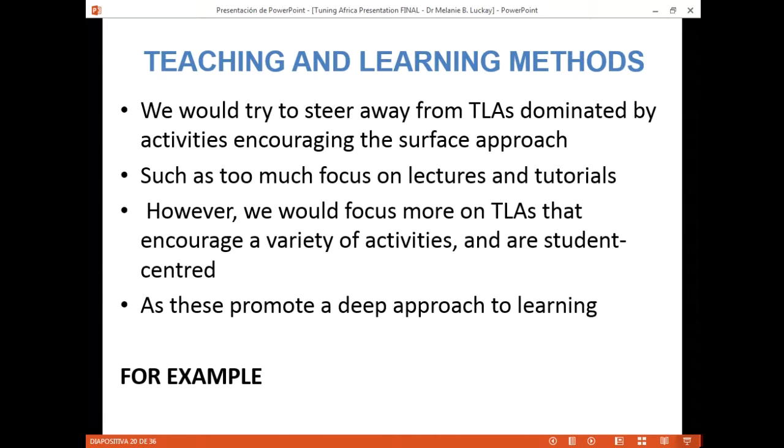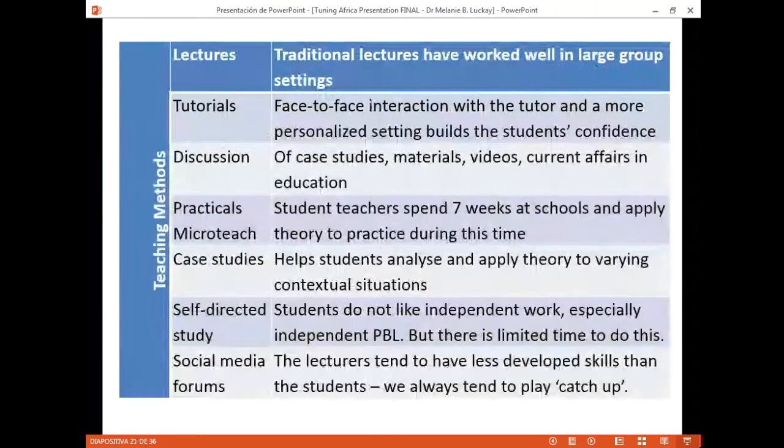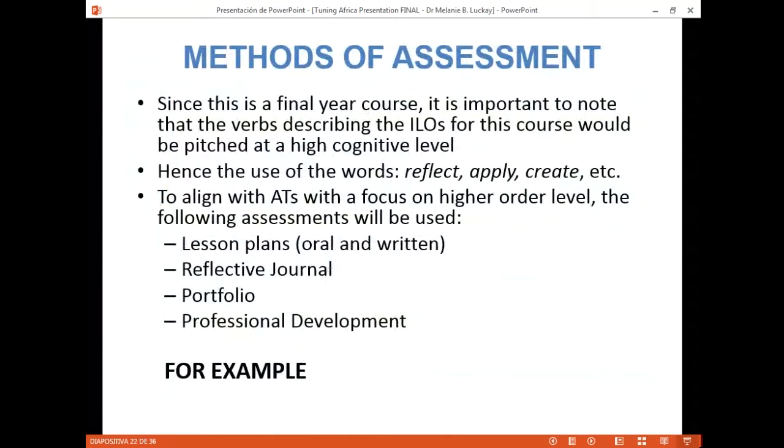We tried to steer away from teaching and learning activities that were dominated with surface approaches, like, you know, we wanted them to look deeper into what they were doing in this case. So if we give them a case study, we want them to theoretically analyze and give them the tools for what they're doing. So the types of activities that we would want to do in the classroom would be tutorials, practicals. We do a lot of micro teaching, which is we let them set up a small group presentation. They have to pretend that they're in a classroom situation and develop a lesson within 20 minutes with a lesson plan, etc. And case studies, self-directed studies, etc.